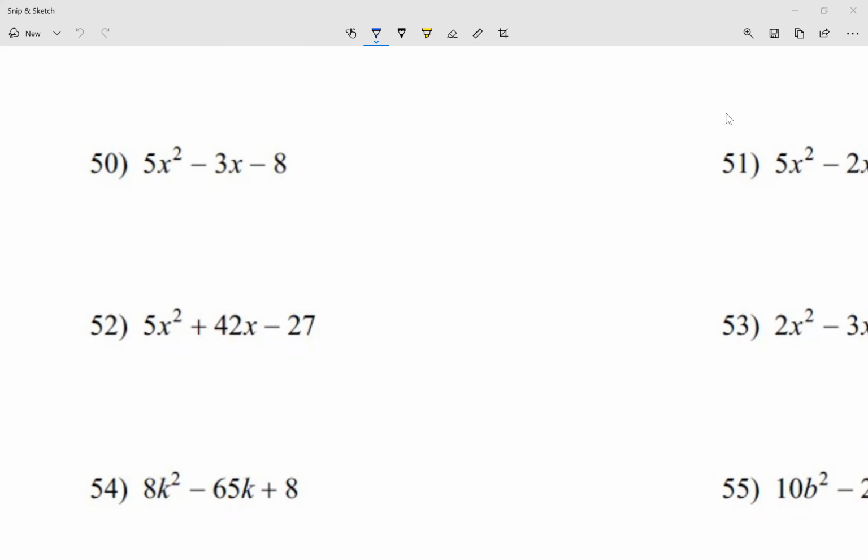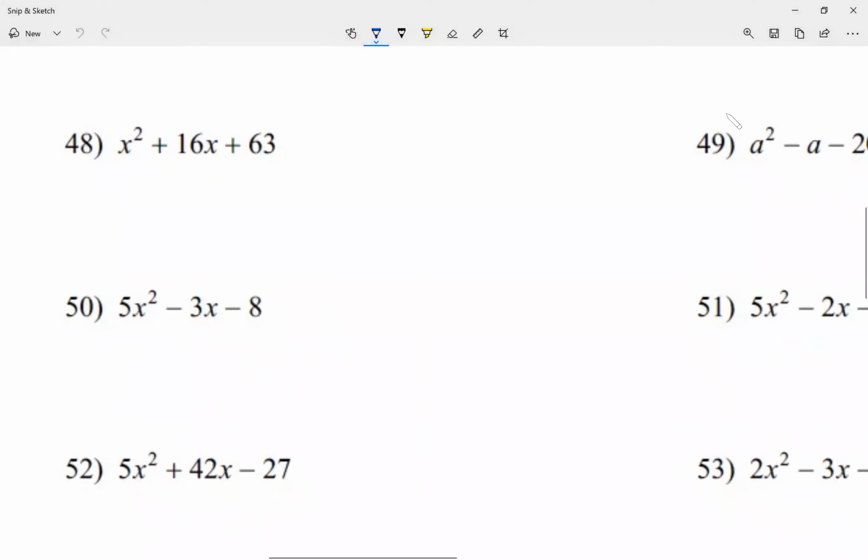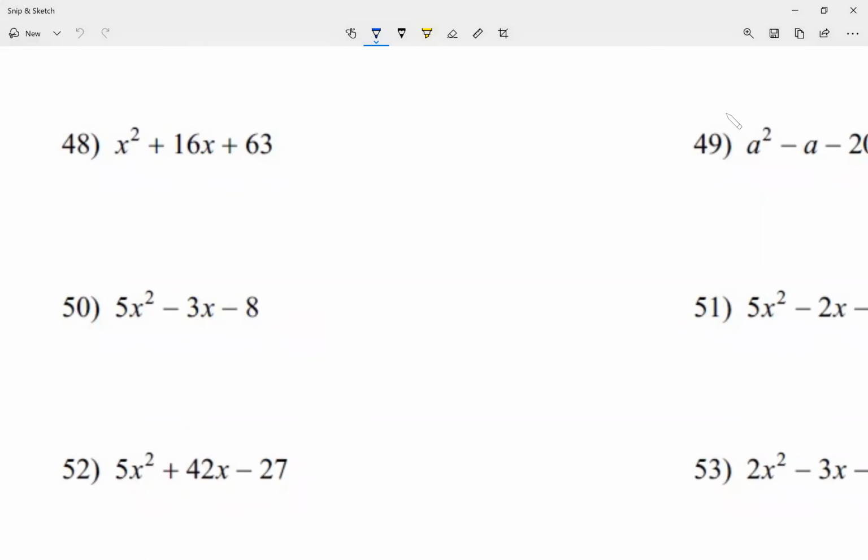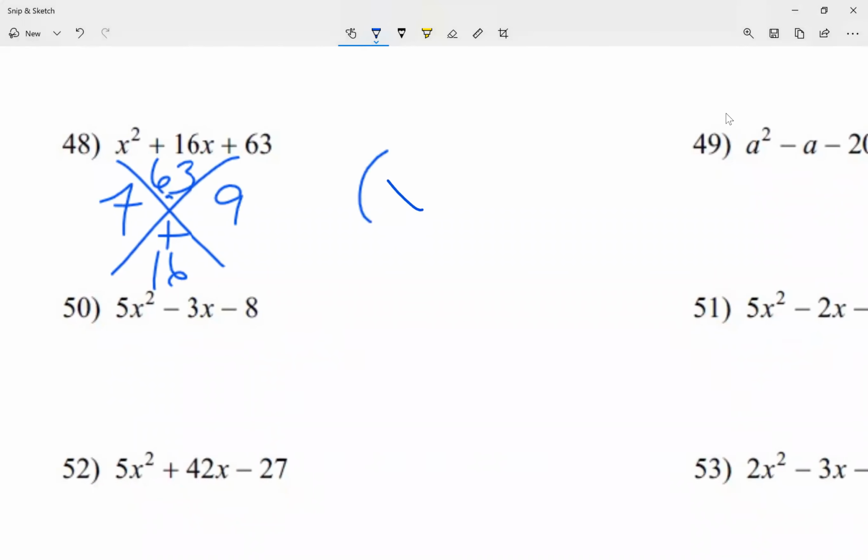All right, so yesterday we looked at number 48 and learned the method that I call the diamond method. Remember, we looked at two numbers that multiplied equal 63, but when I add them equal 16, and we figured out 7 and 9. From that one, we went directly to x plus 7, x plus 9.